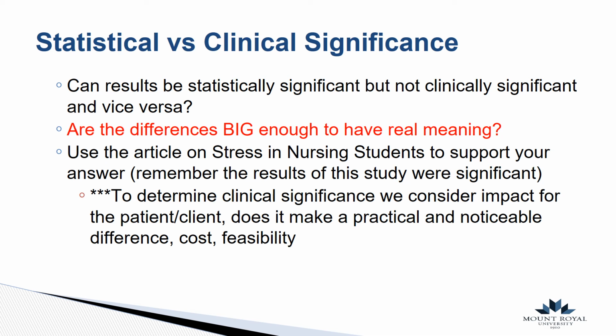So how do we determine clinical significance? How do we put value on that? Well, we often think to determine clinical significance, we would consider the impact for the patient or client. Even though it's not statistically significant, could it make a practical or noticeable difference for our patients or clients? Is it costly to implement, or could it be implemented at a low cost, easy to implement, and has practical or noticeable significance? Then we might consider moving ahead with that, even though the study determined it wasn't clinically or statistically significant.